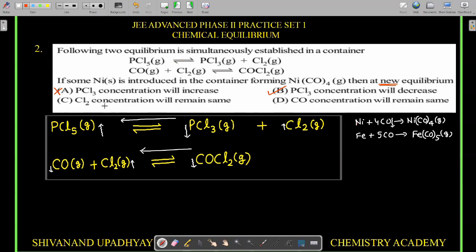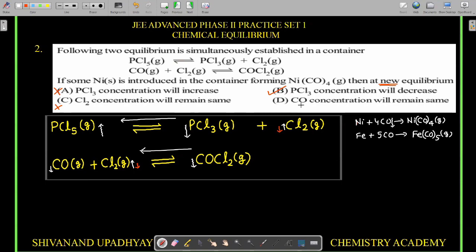Moving to the C option, Cl2 concentration will remain same. Definitely, we don't know, because in the first reaction it is increasing and in the second reaction it is decreasing. So which reaction is going to dominate, we don't know, right? Overall, there is a change in concentration of Cl2. Definitely it is not going to remain constant. So because of that, this C option is going to be wrong.